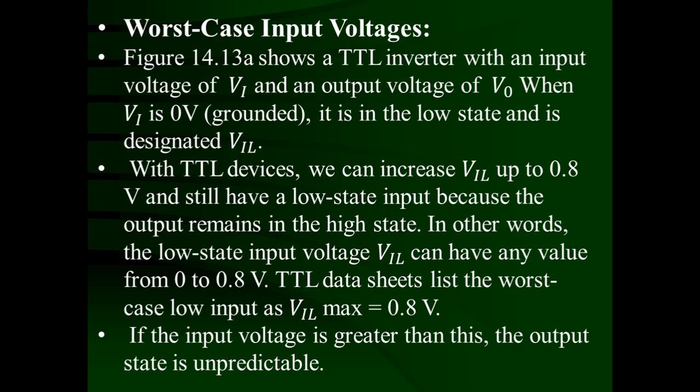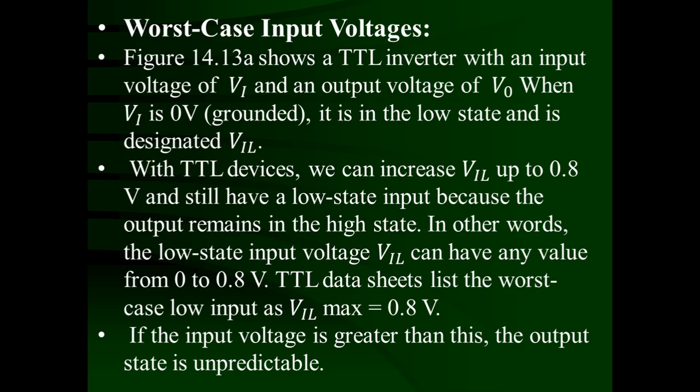TTL inverter means a TTL NOT gate circuit. The TTL NAND gate can be converted into a TTL NOT gate by shorting the two inputs. That means the two inputs A and B are shorted, it becomes one input, and it works as a TTL inverter as shown in figure 14.13a. Figure 14.13a shows a TTL inverter with an input voltage designated VI. I stands for input and O stands for output.